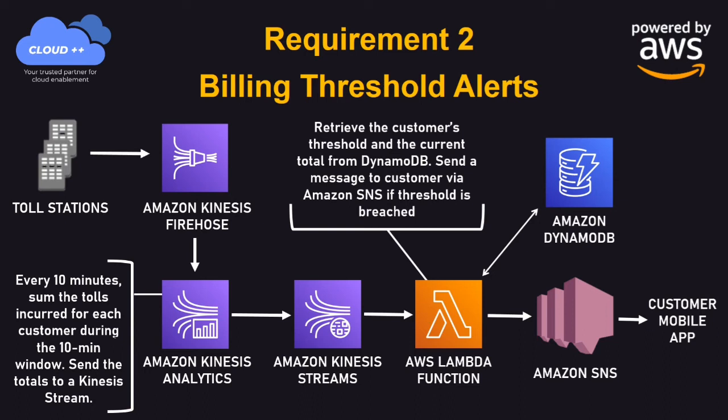For each customer, the Lambda function updates the current total in DynamoDB and also compares the total with the threshold. If the threshold has been exceeded, it uses Amazon Simple Notification Service, SNS, to send a notification to the customers.